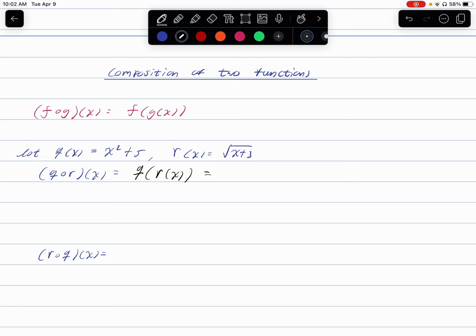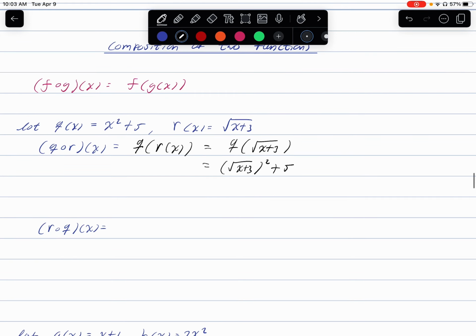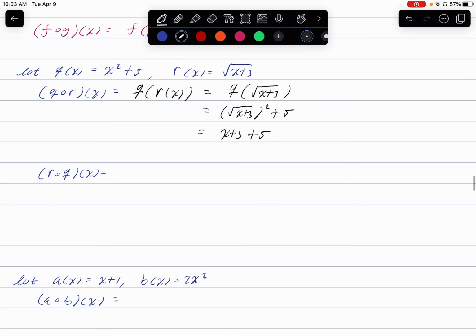Okay, so we're going to have q of the square root of x plus 3. Okay, and then we're going to plug that in for our function q. So we're going to have the square root of x plus 3, squared, plus 5. And remember, if you square a square root, it just simply undoes the square root sign. So this will become x plus 3 plus 5, and if we combine like terms, we'll end up with x plus 8. So our new function when we compose these two is x plus 8.